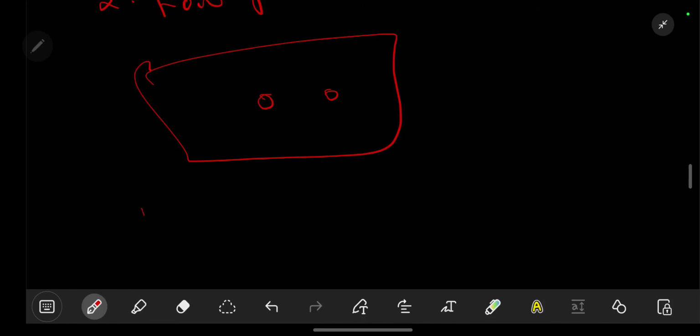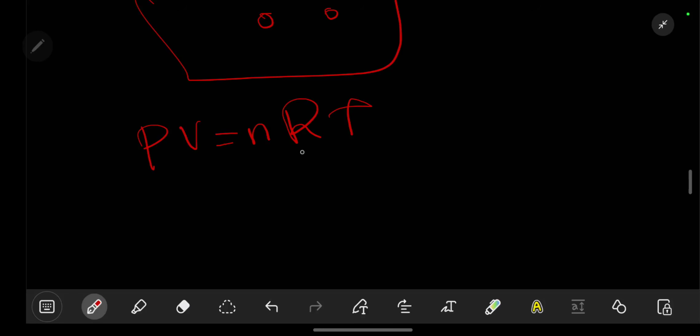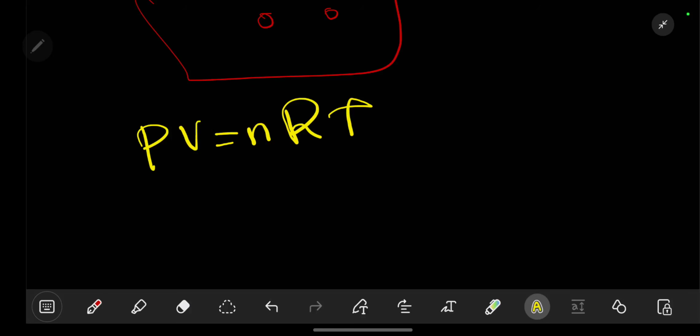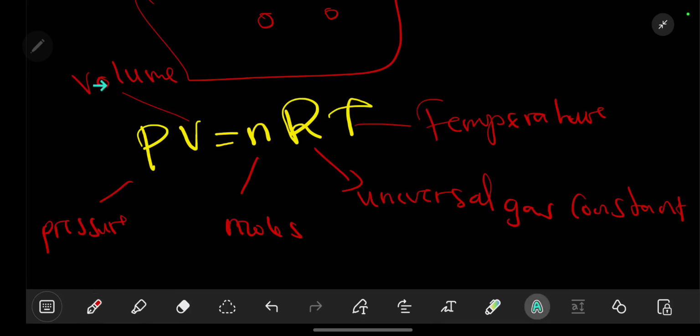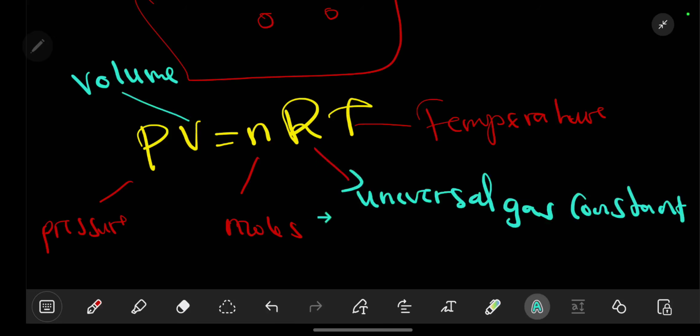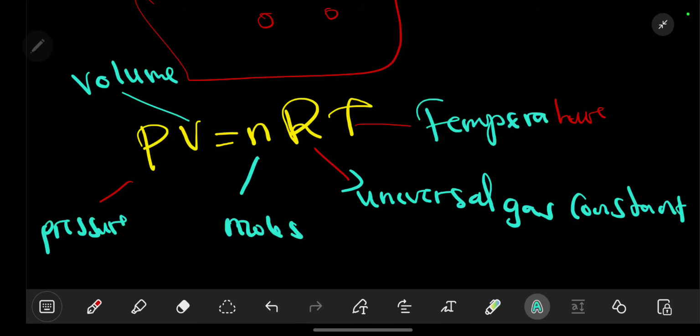Then the formula for the ideal gas equation is PV equals nRT. Here we have the pressure, the volume, the number of moles, the R, which is the universal gas constant, and the temperature T.